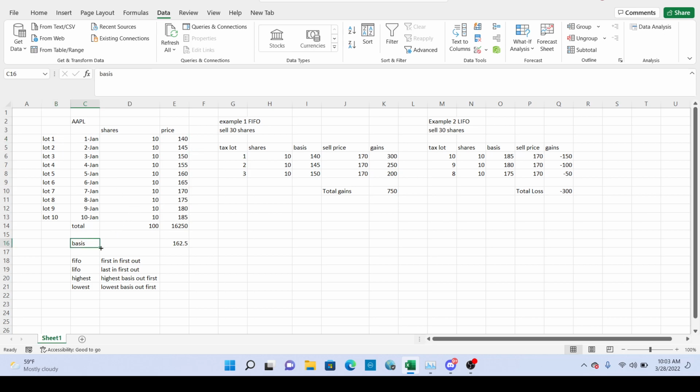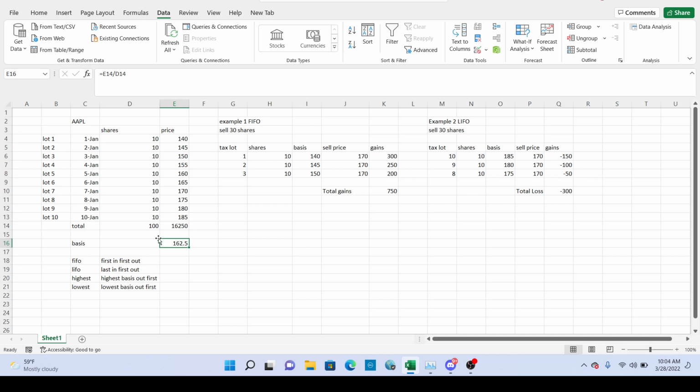So what we see on our brokerage account is going to be 100 shares with a total purchasing price of $16,250. And it's going to show us this average basis of 162.5. Now, let's say 10 days later, it's January 20th, okay? And Apple is trading at 170. Now, let's just say we want to sell 30 shares, okay?